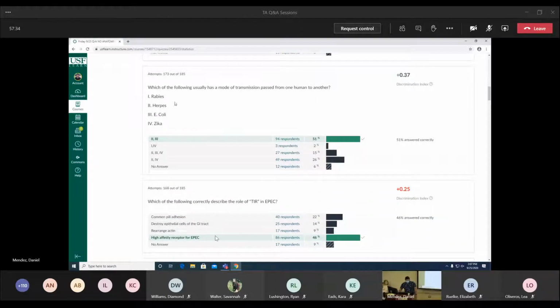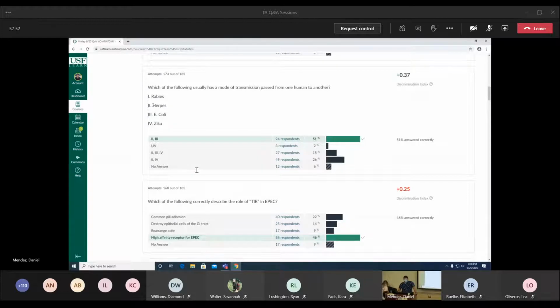All right, this one was also somewhat tricky. Which of the following usually has a mode of transmission passed from one human to another? When we look at these, rabies is not often going to be passed from a human to another human. This one's zoonotic mainly, so you're only going to see it in that way.